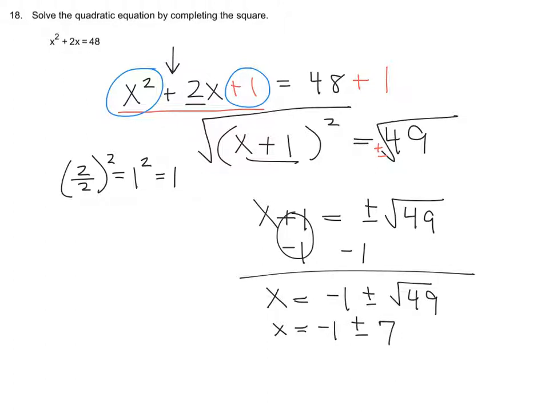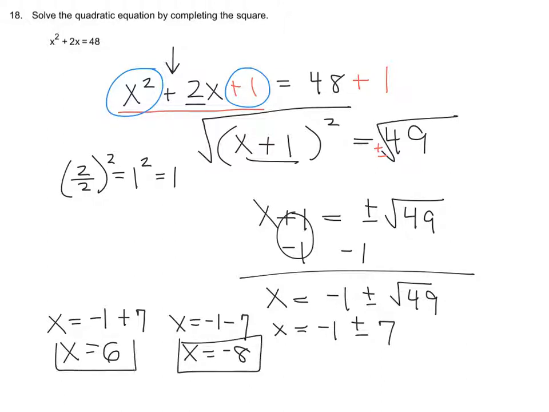Since there's a plus or minus sign there, I really have two equations or two solutions. So I'm going to write this as x equals negative 1 plus 7 and x equals negative 1 minus 7. So x equaling negative 1 plus 7 is 6, and then negative 1 minus 7 is negative 8. So my solutions are x equals negative 8 and x equals 6.